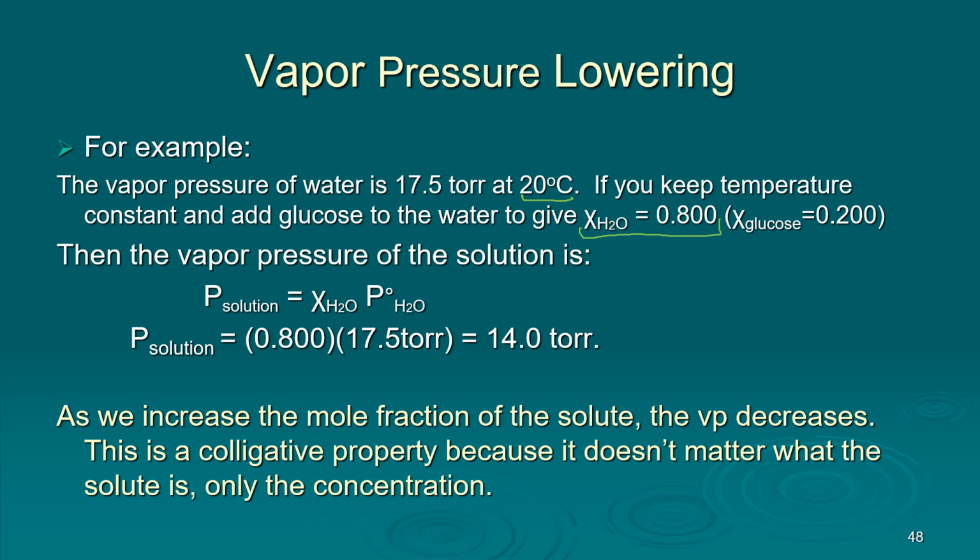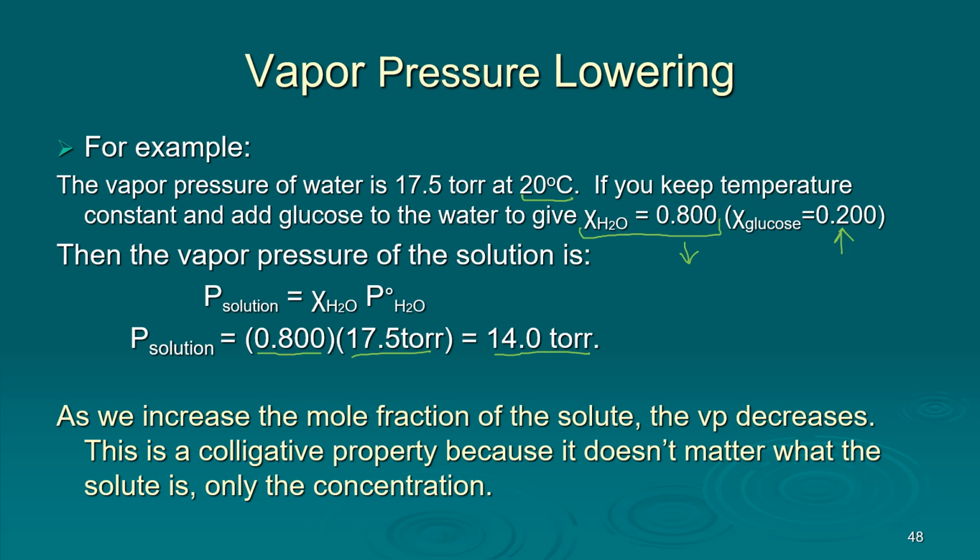Well, it'll be the mole fraction of the water times the vapor pressure of pure water. So it will be 14 torr will be the vapor pressure of the solution. So it definitely has decreased. And again, notice that if we increase the mole fraction of the solute, the bigger this gets, the smaller this gets, and so the lower the vapor pressure of the solution will get.